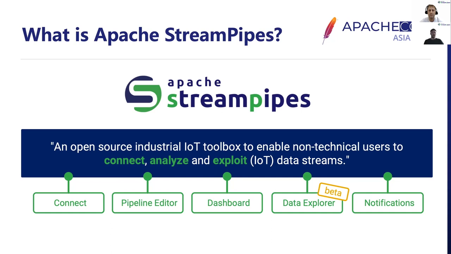Then there's a live dashboard to quickly inspect connected data. And one of the features we're going to talk about later, which is currently in beta version, is the Data Explorer. This is for people who are not interested in live data in general, but want to exploit historical data. So we provide a way to store connected data sources in a persistent fashion, and then later on go through the data and explore it, which we're going to show in a little demo and talk about in much more detail.